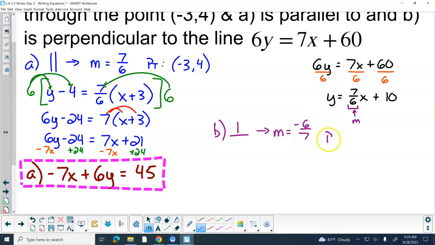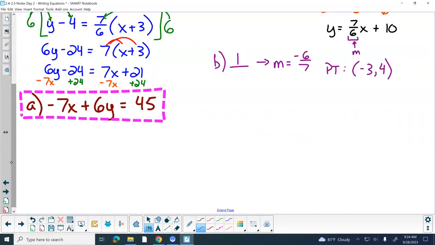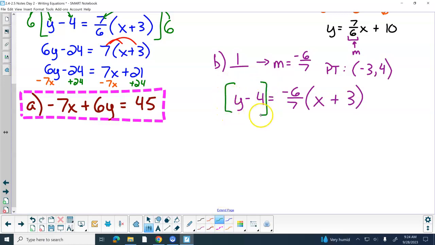The point that I'm still going to use is still going to be negative 3, comma 4. And I follow the same pattern that we just did. Y minus 4 equals now negative 6/7 times x plus 3. Standard form still. So this time I'm going to multiply everything by 7.